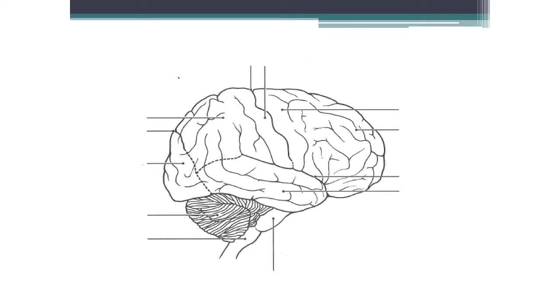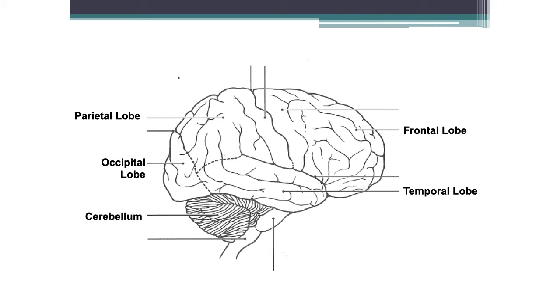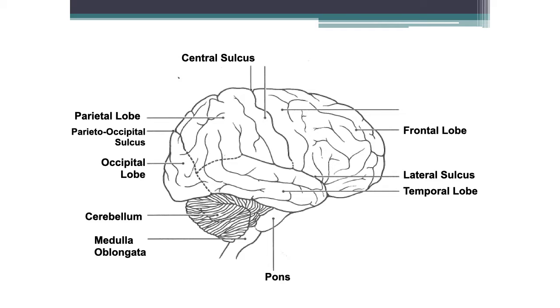So what we have here, we're starting off with the structures of the brain. So we did the beginning of the nervous system. We did the central and peripheral nervous systems. Now we're going to get into the structure of the brain, which is an integral part of the central nervous system. We see the parietal lobe, occipital lobe, frontal lobe, temporal lobe is in the middle at the bottom, cerebellum, medulla oblongata, pons, central, lateral, and then we see the breaks.